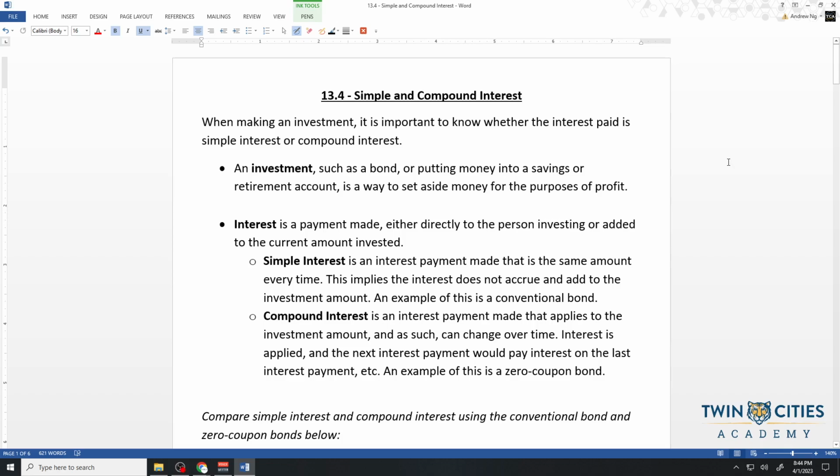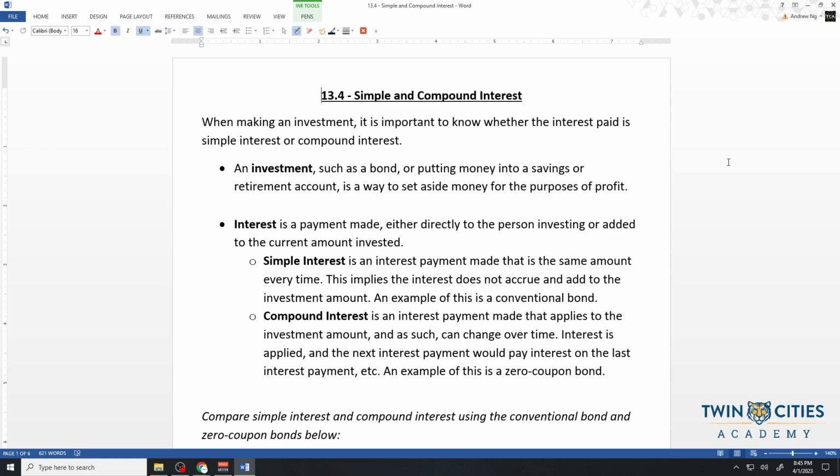Let's take a look at simple and compound interest. Before that, we need to know what an investment is. An investment, such as a bond or putting money into a savings or retirement account, is a way to set aside money for the purposes of profit. So you can put money into a savings account, or you can put it away into some retirement account, and you just let it sit there. And as time goes on, that money will accrue through interest payments.